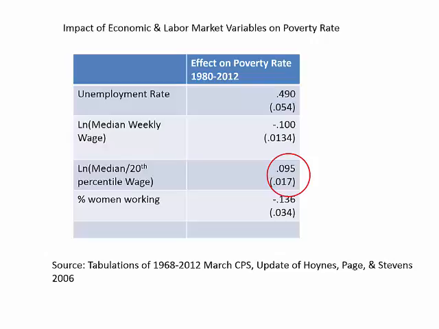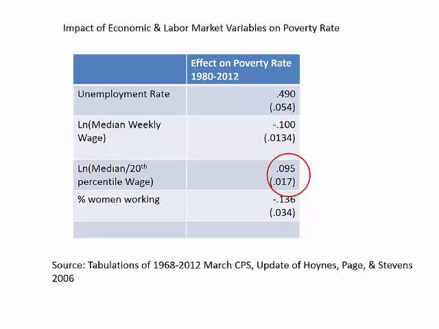Thus, the analysis also includes a measure of inequality, specifically the ratio of the median to the 20th percentile wage. This variable measures the extent to which median wages are further away from the bottom of the distribution, so that higher values indicate greater inequality in the lower half of the wage distribution. Here we see the expected positive coefficient, suggesting that for areas and years with greater inequality, and holding all else constant, if the 20th percentile of wages is further away from the median, poverty rates will tend to be higher.